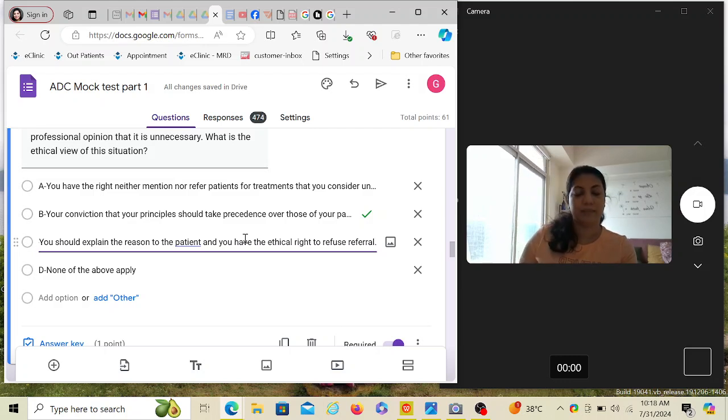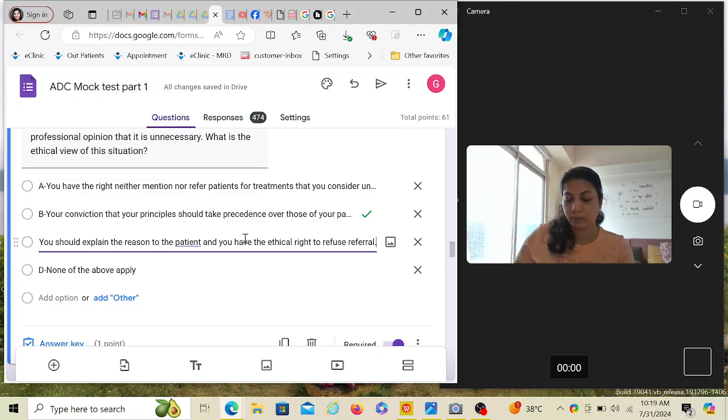So the option is B, that whatever my conviction is, whatever my principle says, doesn't matter. If the patient wants a referral, I should refer. Because it may happen the patient has heard of some other extraordinary option from somewhere else and he feels only a specialist can do it, and maybe I'm not updated on it. I cannot just refuse a referral, you know. So yeah, that is what this question means.